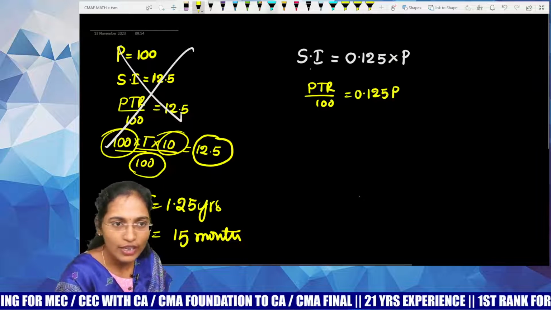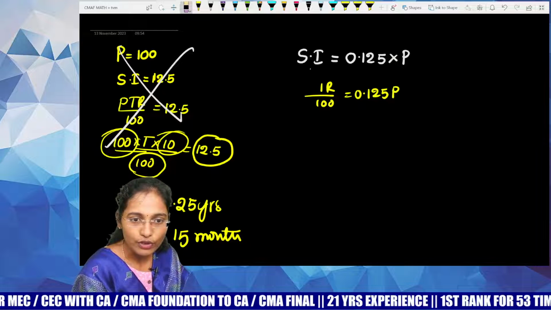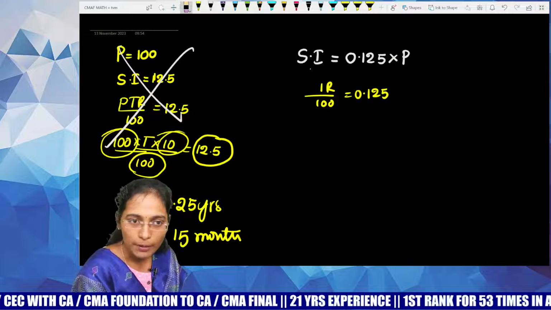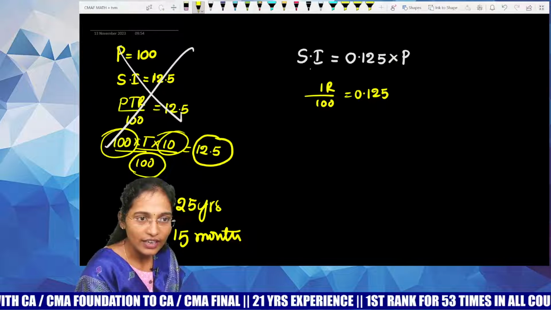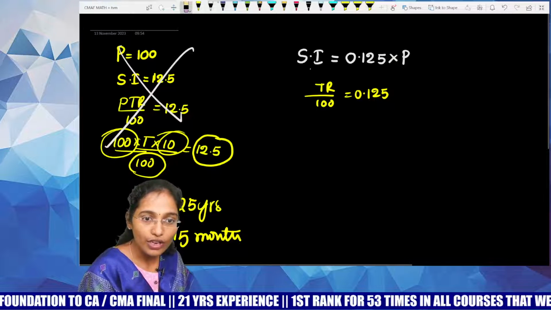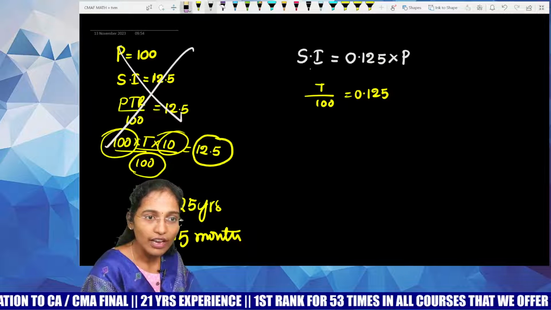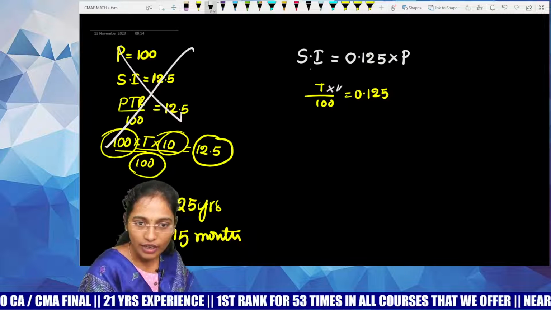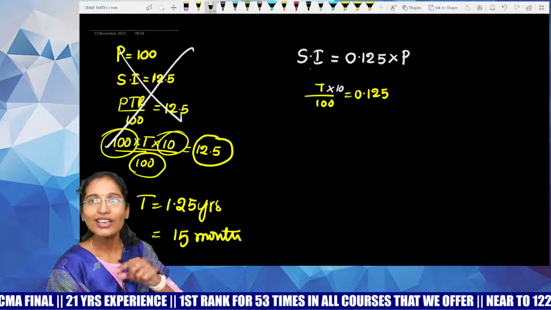Now, are you able to cancel anything directly? Yes, of course, we can cancel P and P. So what is left at the left side? T into R by 100 equals to 0.125. And you know what R is equal to? R value is equals to 10. Now, start your calculation like what I said.